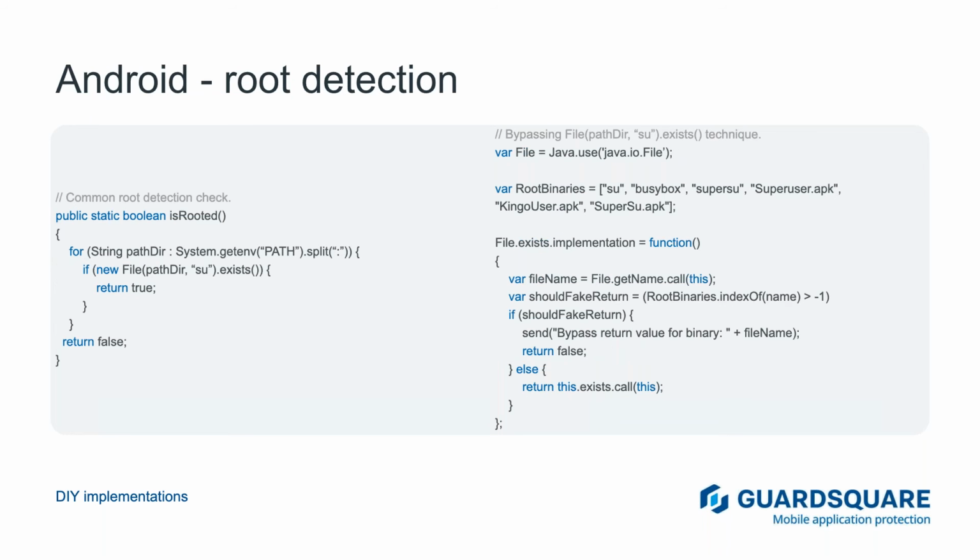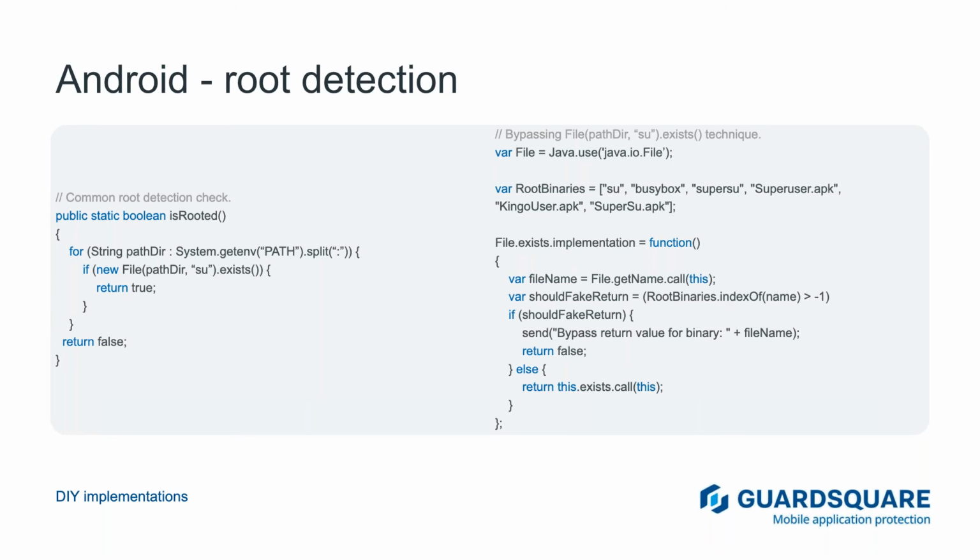On Android, we can use a similar approach by searching for files like su, busybox, superuser.apk, kingouser.apk, and so on. Again, if we find such a file, this is a clear indication that the device is rooted. On the other hand, it does not mean that if we do not find these files, the device is not rooted. The reason for that is because, again, this is a really basic check. It's easily recognizable. It always looks the same.